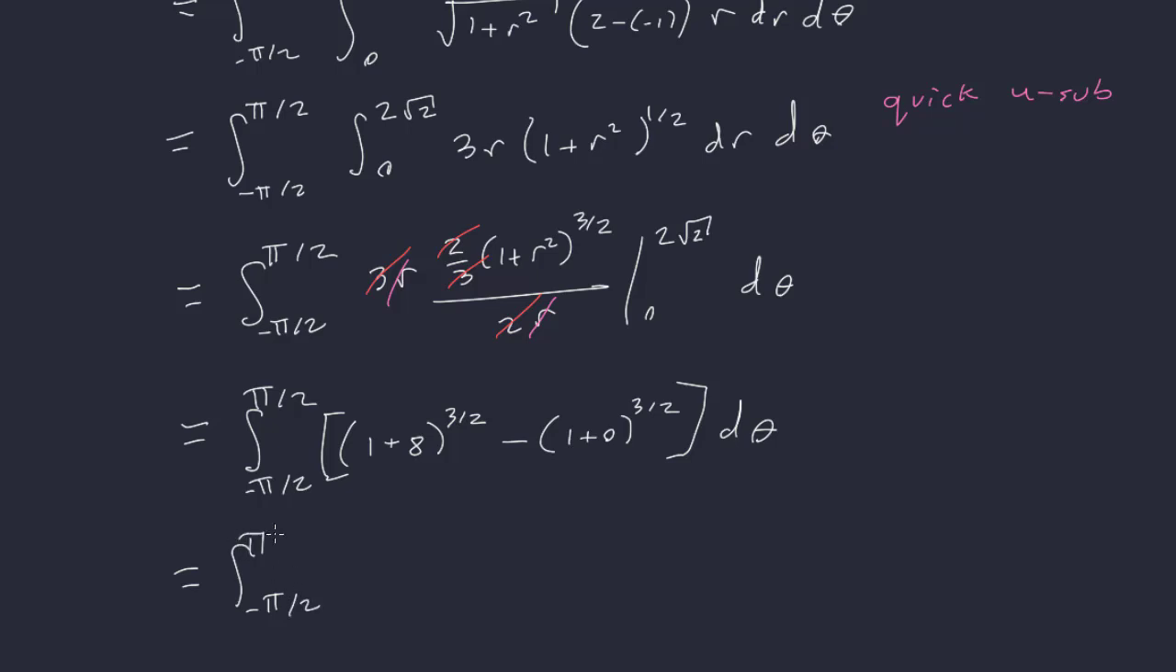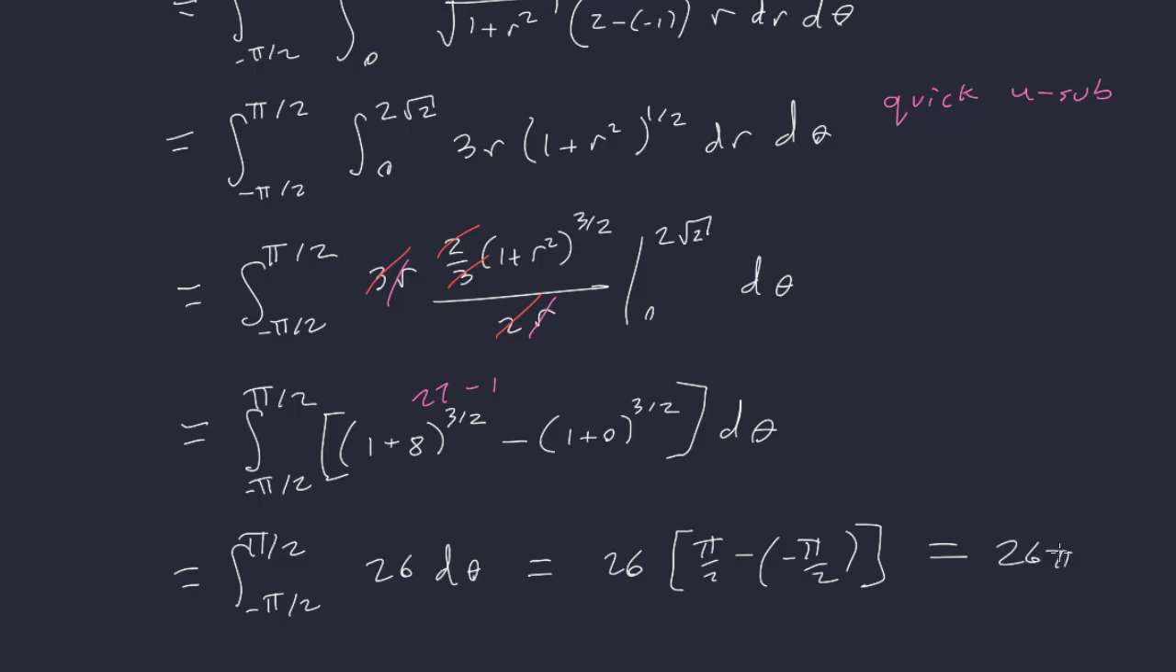Well, we can do that in any order we want. So 9 to the 1/2 is 3. Then we'll have 3 cubed, which is 27. So we'll have 27 minus 1 here. So this will come out to be 26 d theta, and we're integrating a constant again. So it's just going to be 26 times pi over 2 minus a negative pi over 2. So it should come out to be 26 pi at the end.